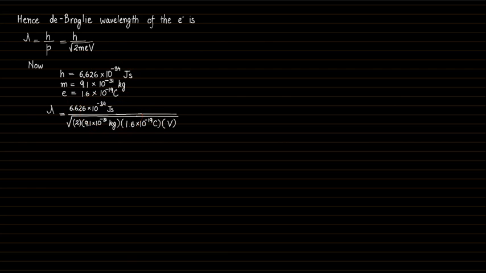So when you find this value, what you will get? Your wavelength lambda equals 12.3 times 10 to the power minus 10 upon square root of V. Now this 10 to the power minus 10 meter, we can substitute as angstrom. So your wavelength expression can be written as 12.3 angstrom upon square root of V. So this is the wavelength of the electron, which is accelerated through a potential difference of V. Fine.